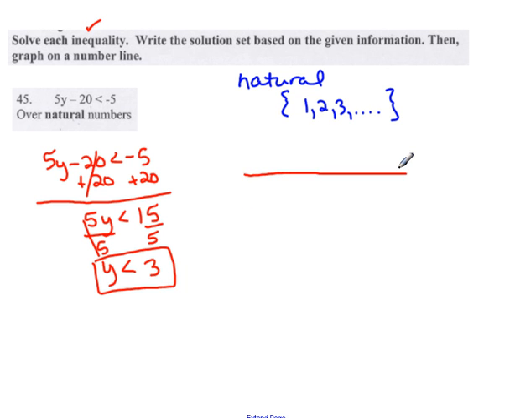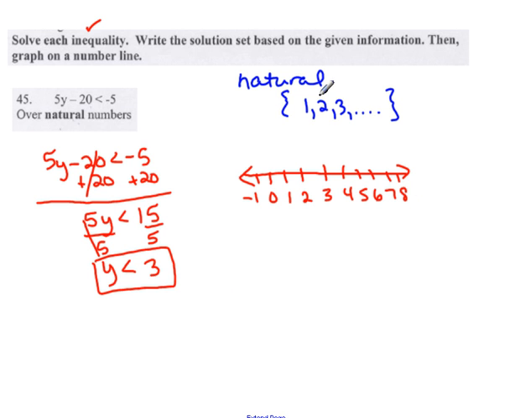Now you need to graph it on a number line. So pick the number in question here, and then put a few numbers on each side. So 2, 1, 0, negative 1, 4, 5, 6, 7, 8.